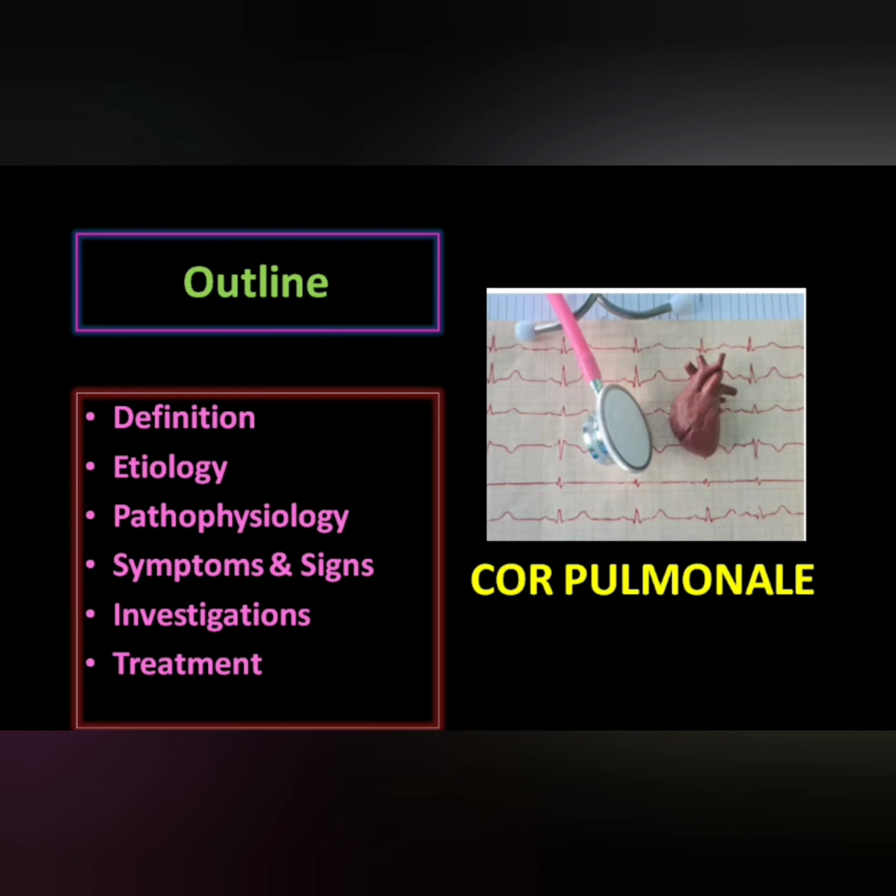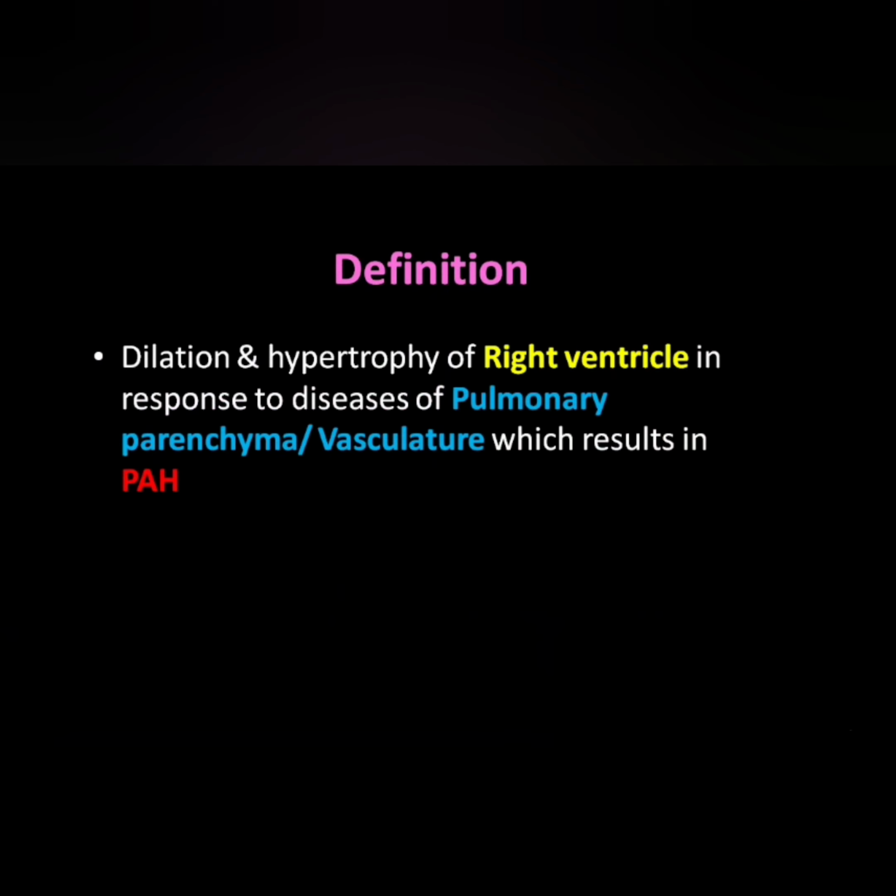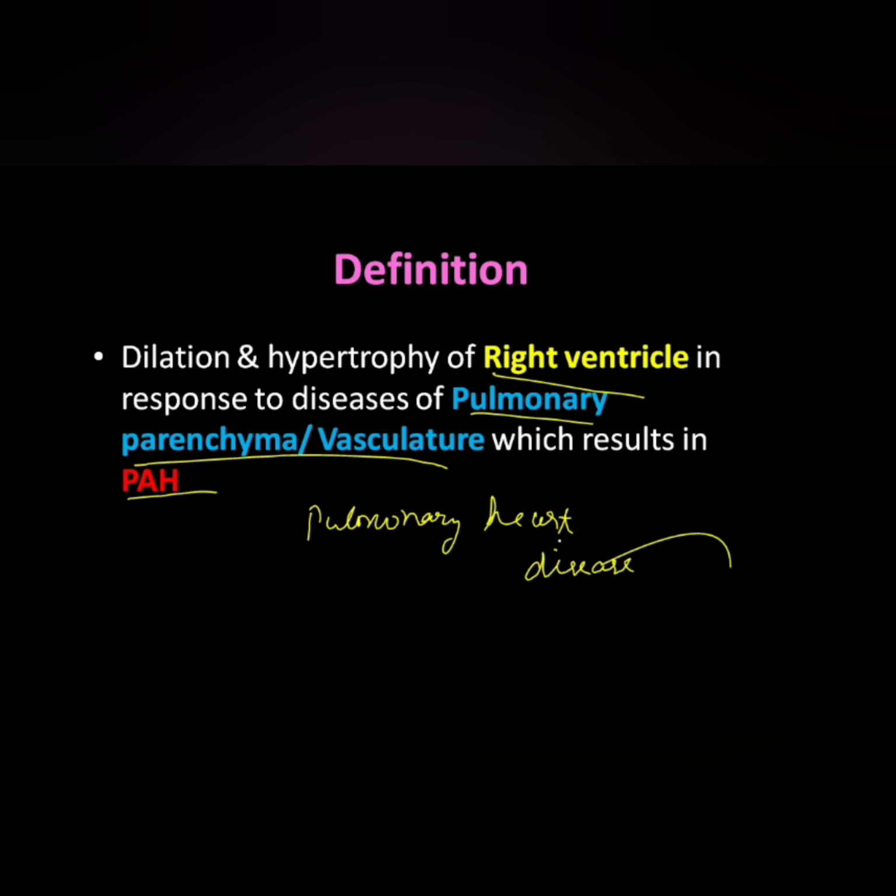Today, we are going to discuss cor pulmonale under the following headings. To start with, the definition of cor pulmonale is dilation and hypertrophy of the right ventricle in response to diseases of pulmonary parenchyma or vasculature, which results in pulmonary artery hypertension. Hence, this is also called pulmonary heart disease.